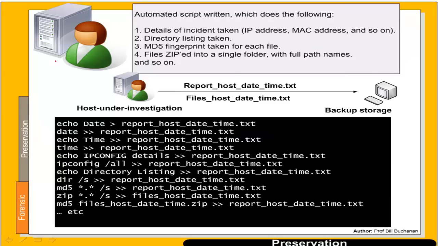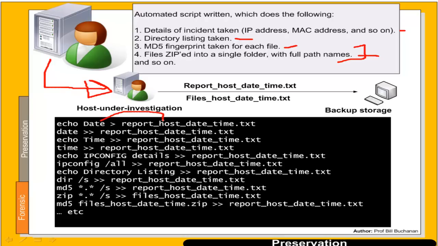So what we typically do is that we have a basic procedure where the investigator goes to the machine, runs a script and makes sure that that has been validated. In this case, an automated script might get the IP address, the MAC address and some other details from the machine, get a complete directory listing, take an MD5 signature of each of the files and zip the whole thing up into a zip file. We would typically also make sure that this was encrypted with some secret key.